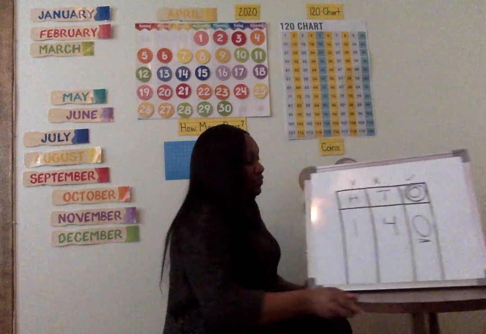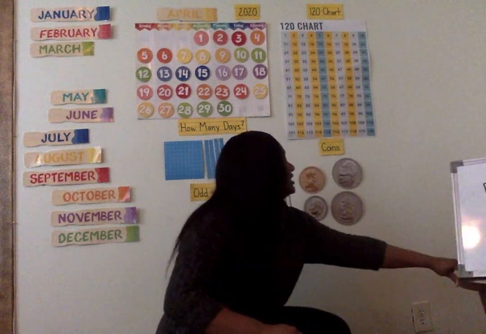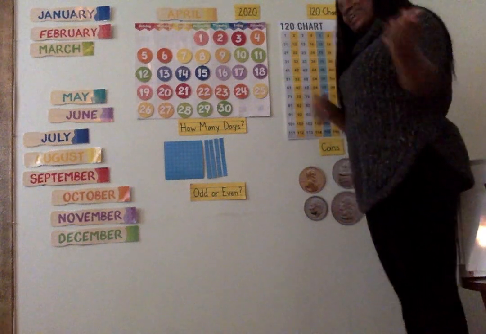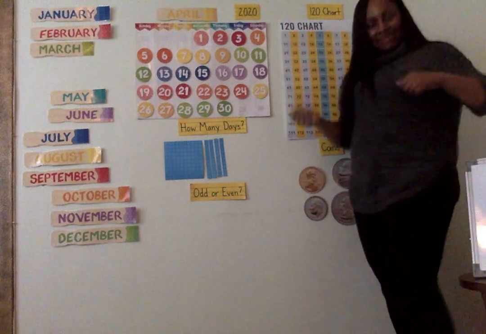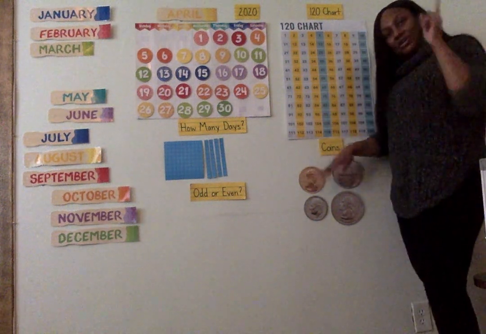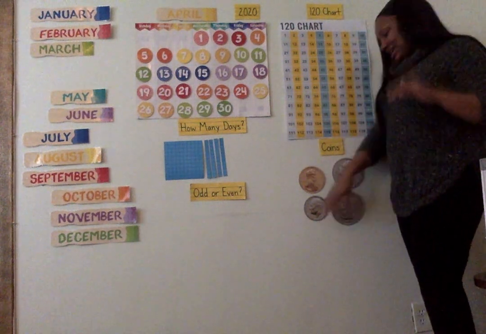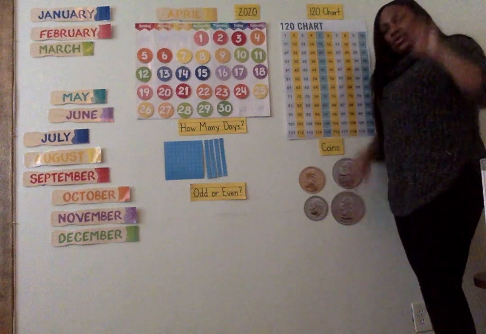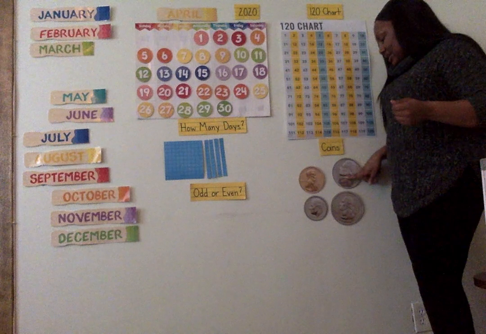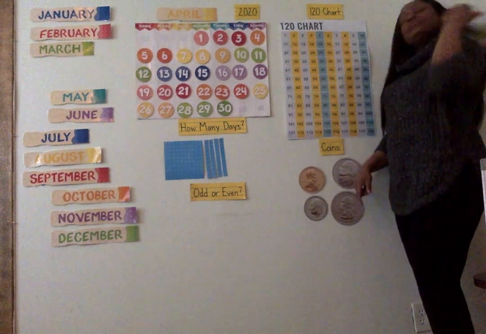Great. I'm going to move this over here so you can see me get ready for the coin song. Coins, get ready. Pennies, nickels, dimes, and quarters. A penny's worth 1 cent, a nickel's worth 5 cents, a dime is worth 10 cents, a quarter 25. Pennies, nickels, dimes, and quarters.